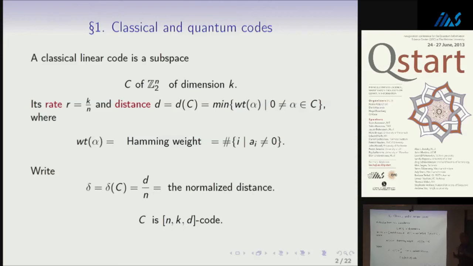People. But those who don't see the connection, I will not explain. And then I will say a few things toward that. So let's recall what a classical linear code is.